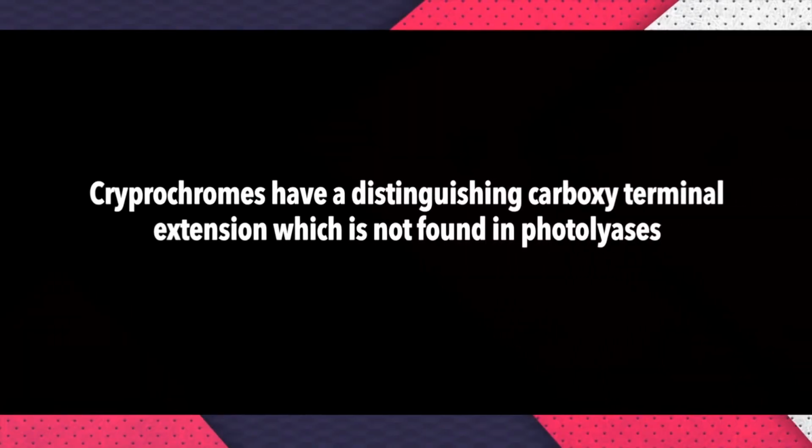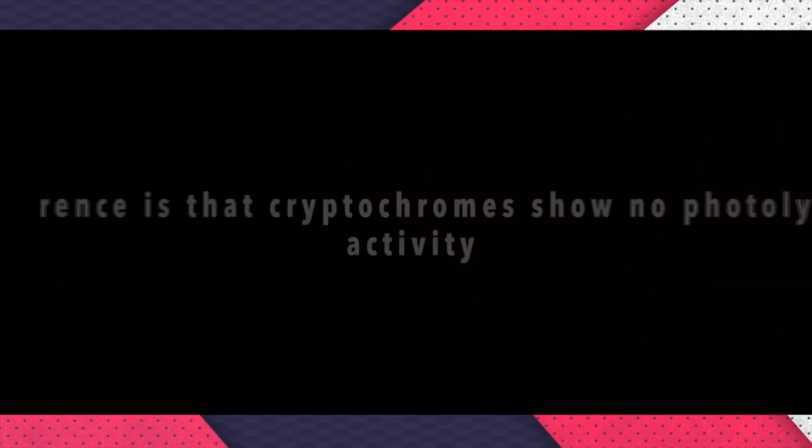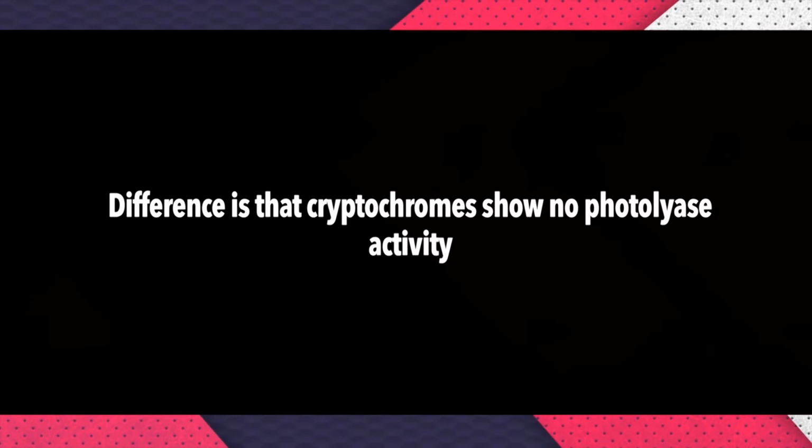Their similarity indicates an evolutionary relationship between the two. As such, it has been suggested that microbial photolyases are the precursors of cryptochromes. However, the two differ in some features. Firstly, cryptochromes have a distinguishing carboxy terminal extension, which is not found in photolyases. The second difference is that cryptochromes show no photolyase activity.